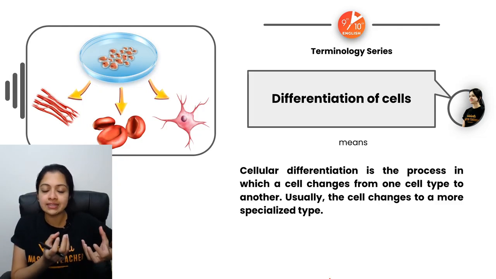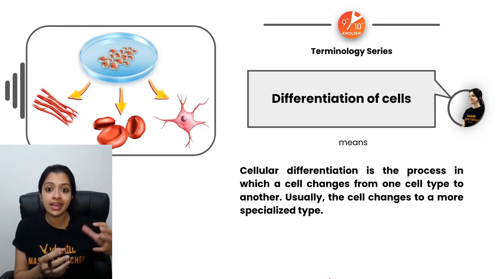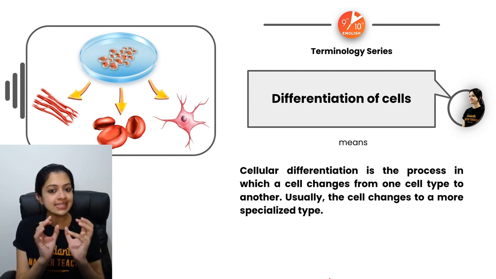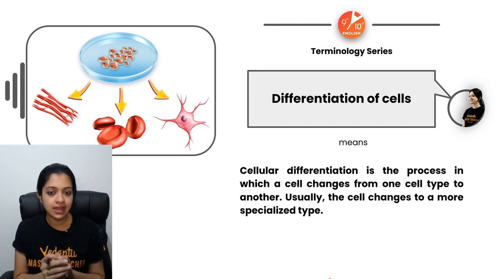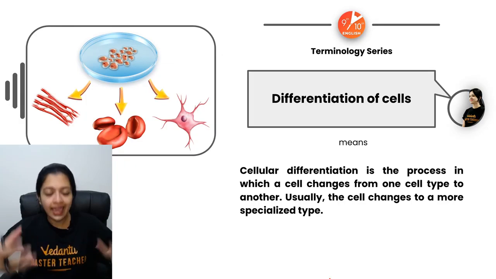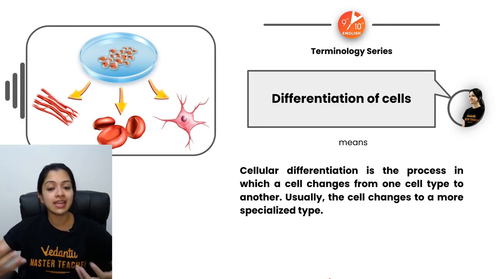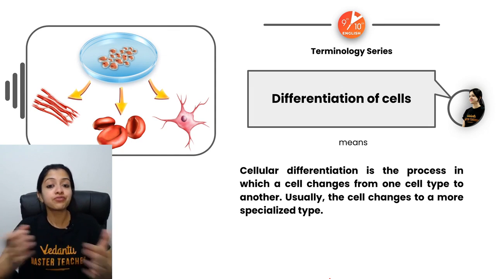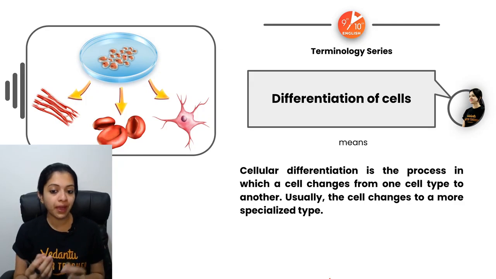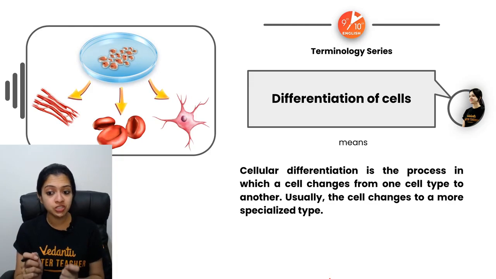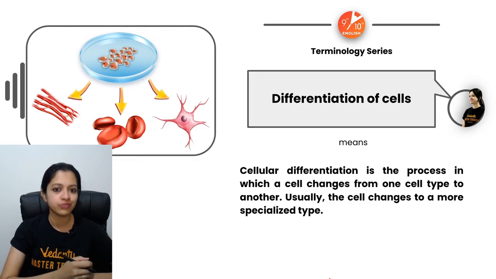Something that previously, in the embryonic stage or at any of those earlier stages in life, was a set of cells, a group of cells, eventually, as development happens in an organism, may specialize to take up one or more functions. This is what we mean by differentiation of cells, the process by which a cell changes from one cell type to another. Usually, a cell changes to a more specialized type. It gets promoted, just like in an office, right?